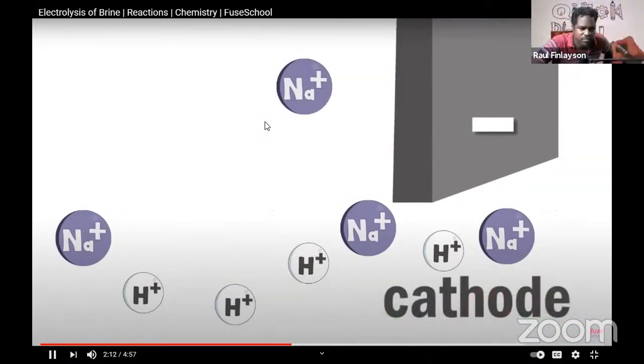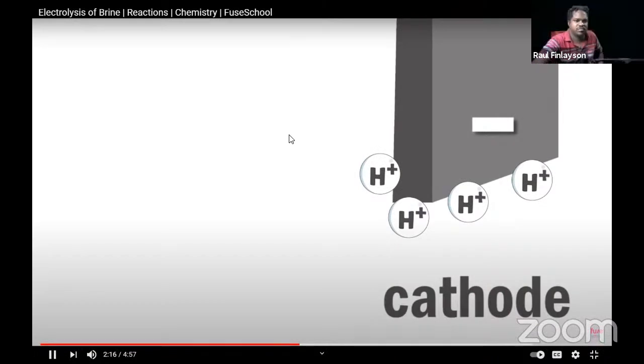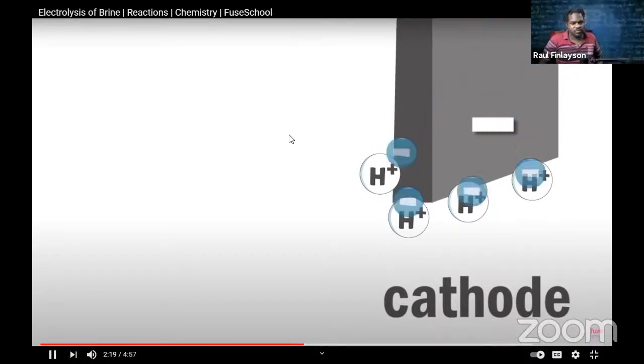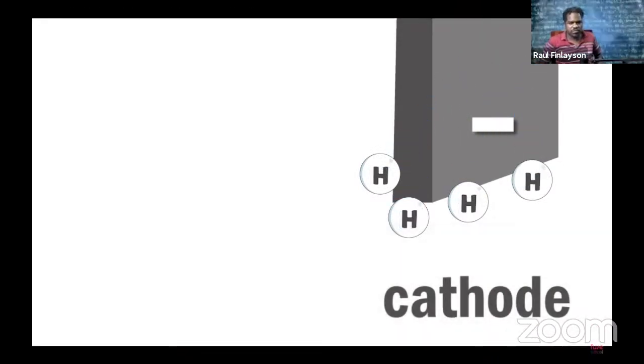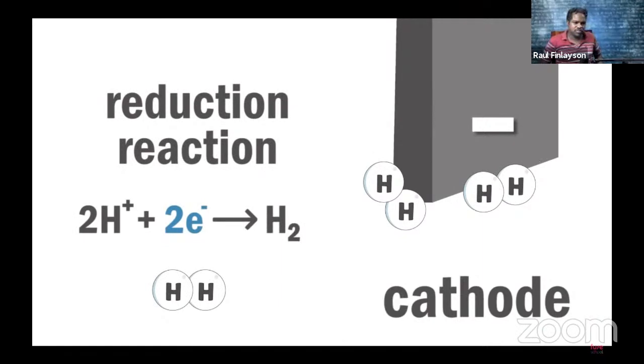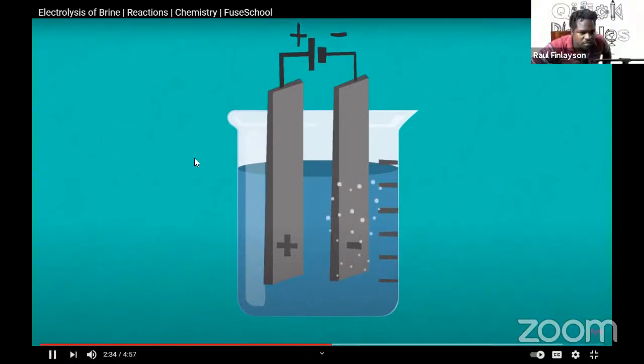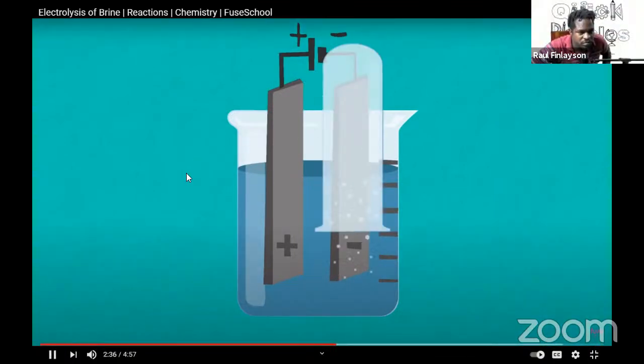It is negatively charged and attracts the positive sodium and the hydrogen ions. The hydrogen ions each gain an electron from the electrode to form hydrogen atoms. Here's the equation. Two hydrogen atoms then bond to form a diatomic hydrogen molecule, and that's the hydrogen gas given off. The gas here is colourless and can be collected in a test tube.